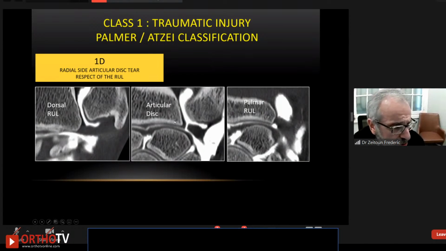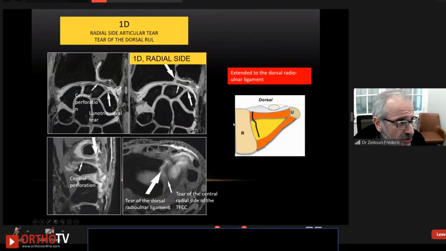You can see a few lesions here. You have a 1D lesion here with a radial tear at the radial insertion of the articular disc here on this central image. And on the contrary, the dorsal radioulnar ligament and the palmar radioulnar ligament are completely respected. Here also a class 1D lesion. You can see on this image a perforation of the articular disc here. And you can see that the lesion extends to the dorsal radioulnar ligament on this frontal view, and just here you can see that the lesion extends to the dorsal radioulnar ligament.